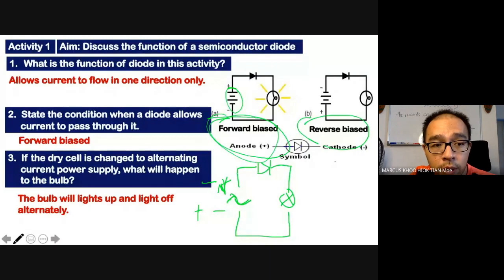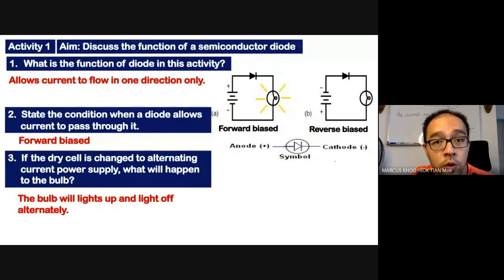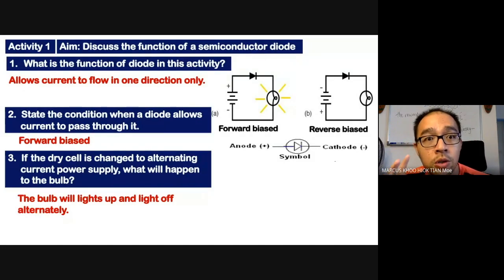When it is forward bias, the bulb lights up, so current flows. The part behind it is, why is there current flow if it is forward bias? And if it is reverse bias, there is no current flow. Why? At least those very few things I would like you to know.